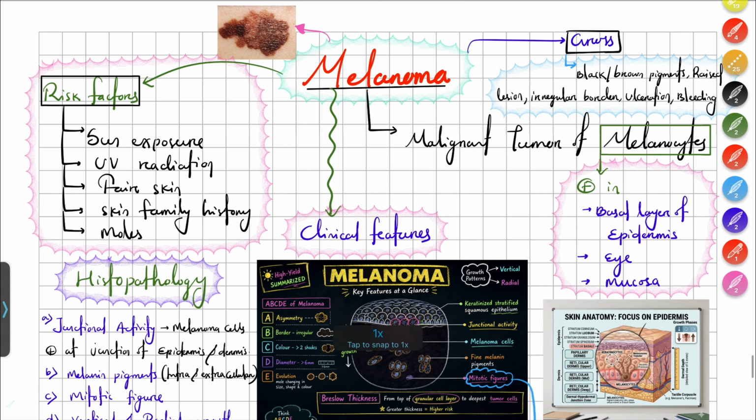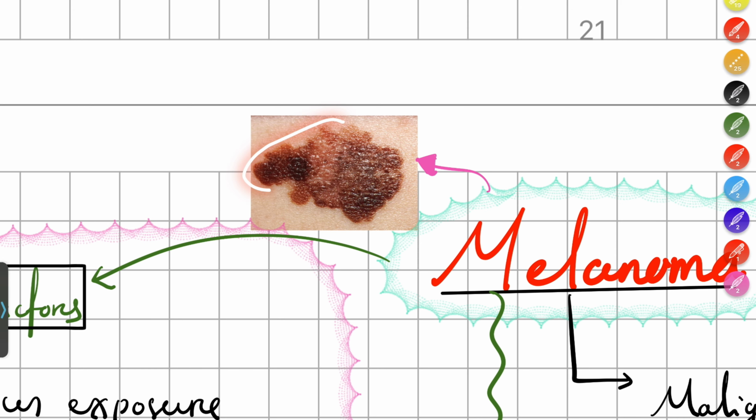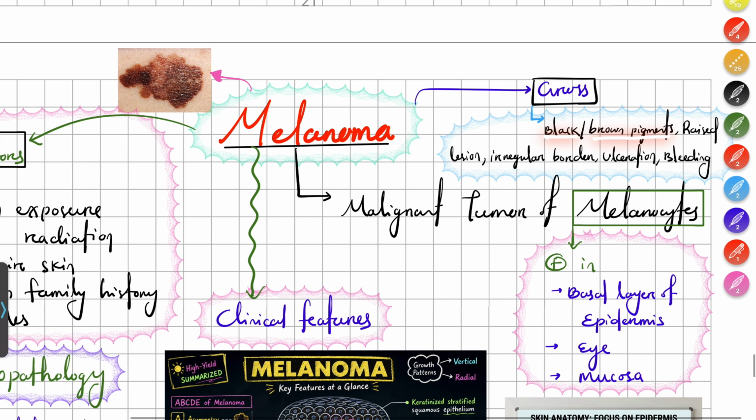Now let's go to the gross of the melanoma. Here you can see this is a melanoma on the skin and the gross. It is black brown pigmented, a raised lesion, with irregular border, ulceration, and bleeding.